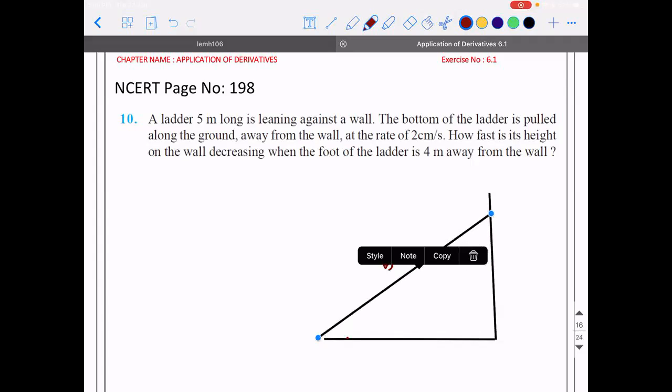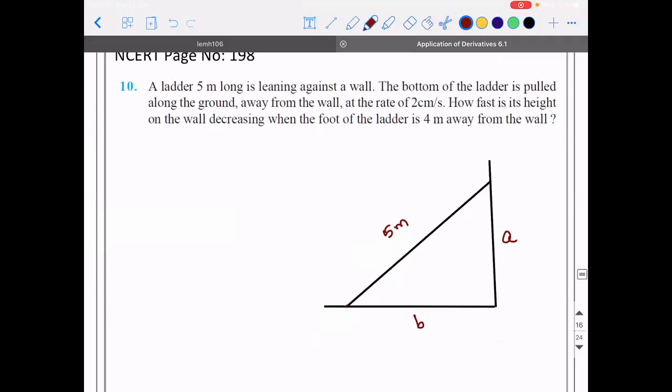Yes, sir. So when this is happening, one thing that is completely constant is the length of the ladder. So if I take this distance as A and this distance as B, the relation I can frame between A and B is A square plus B square is equal to 25. Accepted? Let me call this as 1. The bottom of the ladder is pulled along the ground away from the wall. So dB divided by dt is equal to 2 centimeters per second.